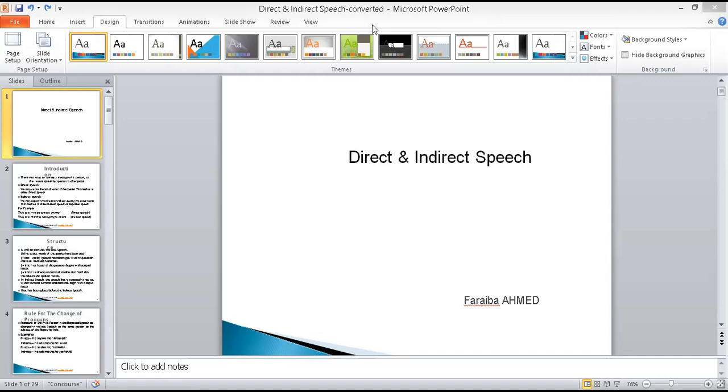Then there is indirect speech. Indirect speech is basically whenever you are not quoting the exact words of the person, either because you don't know them, or because you try to say it in an indirect manner. That is how we use direct and indirect speech.